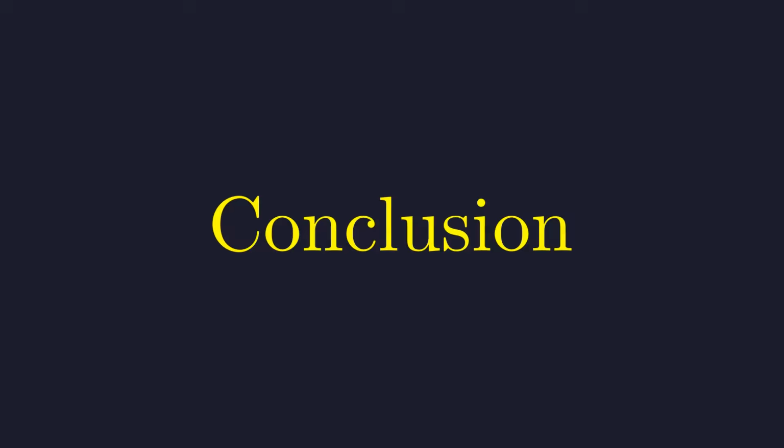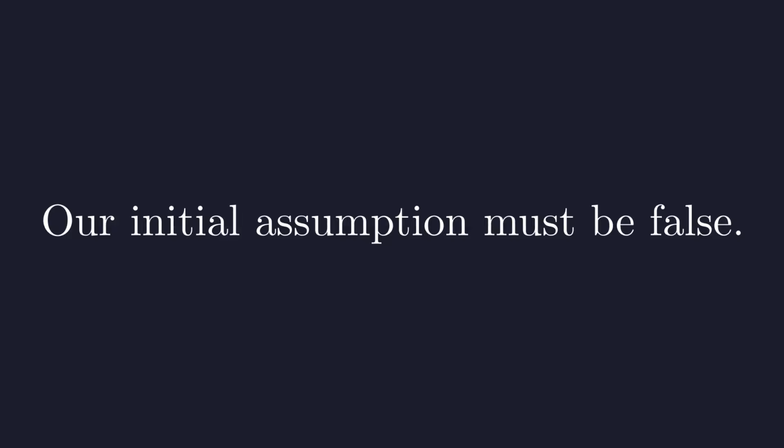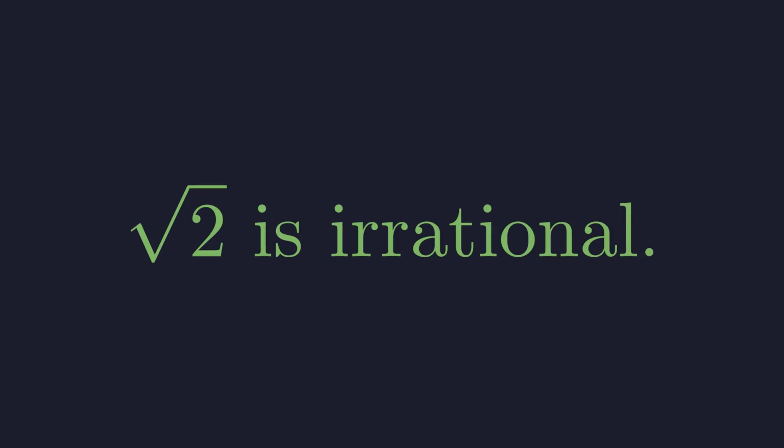The only way to resolve this contradiction is to reject the premise that caused it. Our original assumption that the square root of 2 is rational has led us to a logical inconsistency. Therefore, the assumption must be false. Consequently, the opposite must be true. The square root of 2 is irrational. It cannot be expressed as a ratio of two integers. The proof is complete.